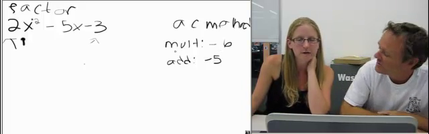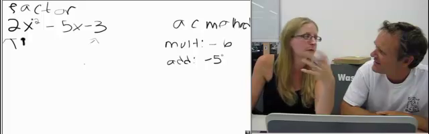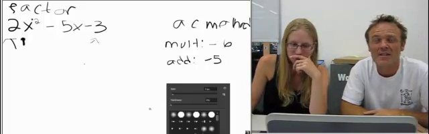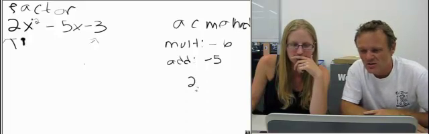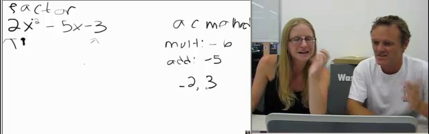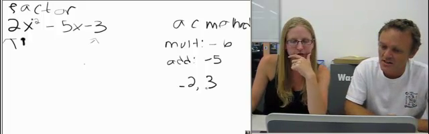So now you're trying to think. Now over here on the side, you're thinking, 2 times 3. If you've got a negative 2 and a positive 3, you're not going to get the negative 5. Well, let's try it. So let's try negative 2 and positive 3. That'll give you the negative 6. Does it add to negative 5? It's not going to do that, is it? Okay. Shucks. Next.